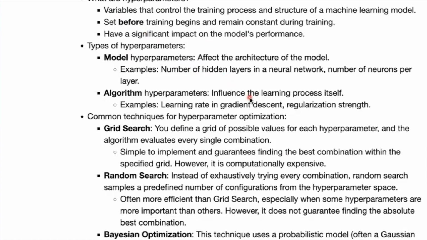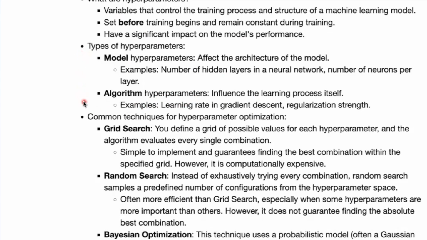Algorithm hyperparameters influence the learning process itself, such as the learning rate in gradient descent, which is a very important factor when you update the parameters in your model, the regularization strength that you choose, and in some cases, whether or not to use momentum during your stochastic gradient descent, and even batch size. These are all algorithm hyperparameters. So in general, we have to be able to identify appropriate hyperparameters for both your model and the training algorithms that you use.